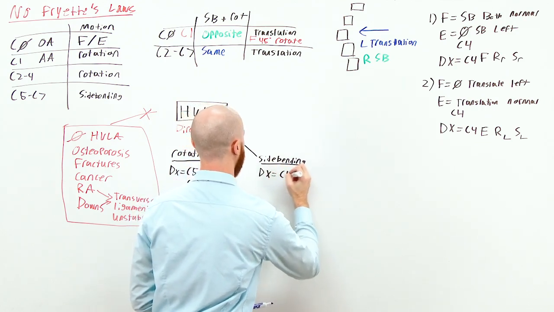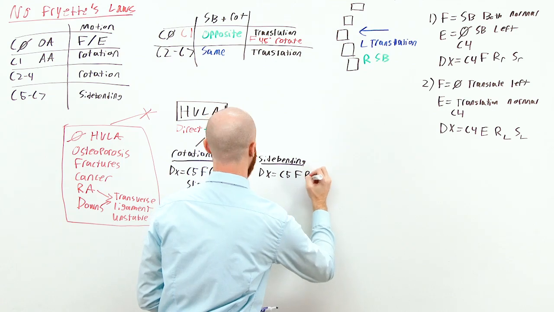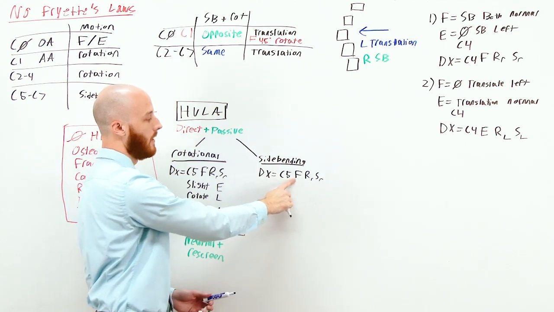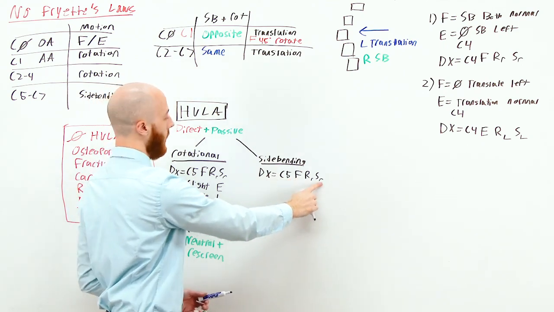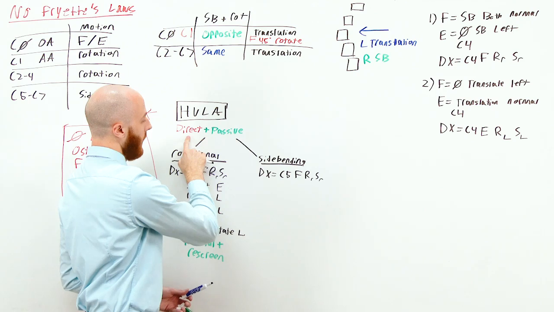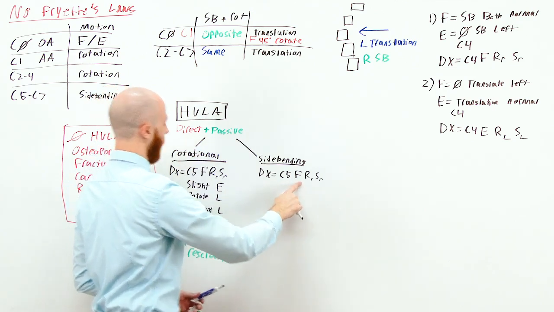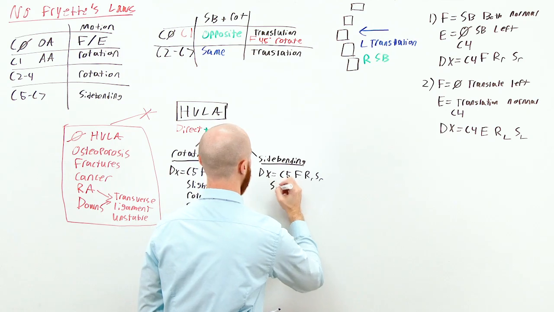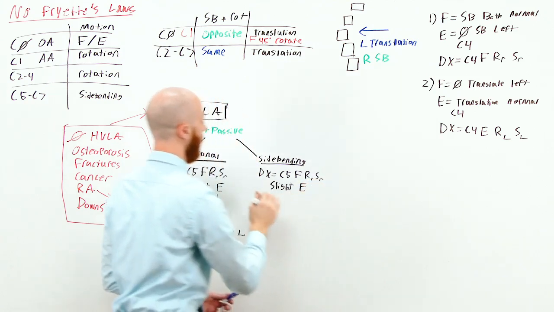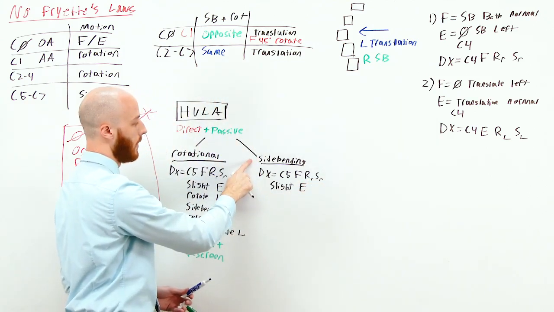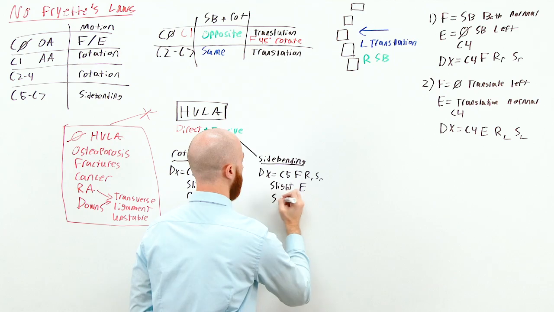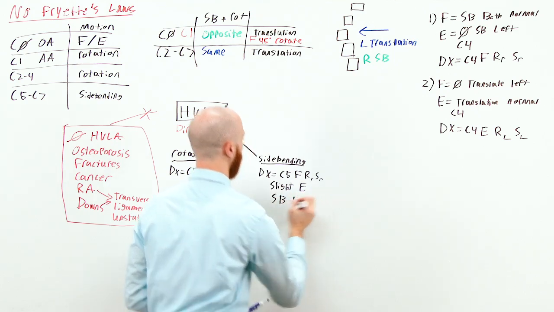So we'll say C5 FRS right. C5 can flex, can rotate to the right, and can side bend to the right. It's still a direct technique, so we're going to set them up into the barrier. So we're going to induce slight extension. It's a side bending treatment, so we're going to do side bending first into the barrier. So we're going to side bend to the left.